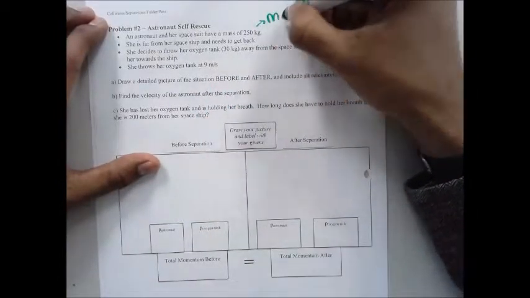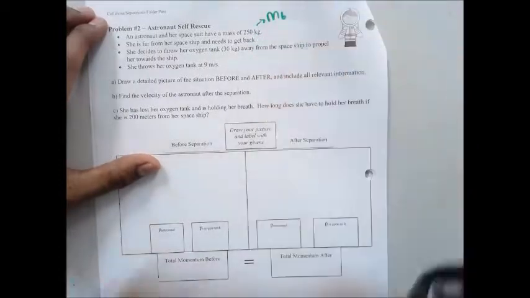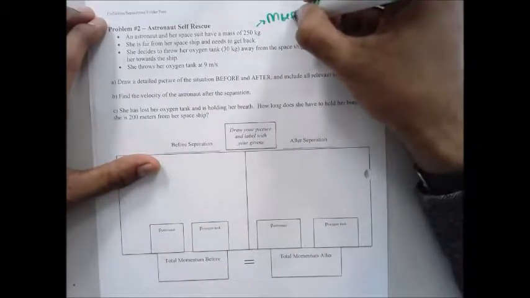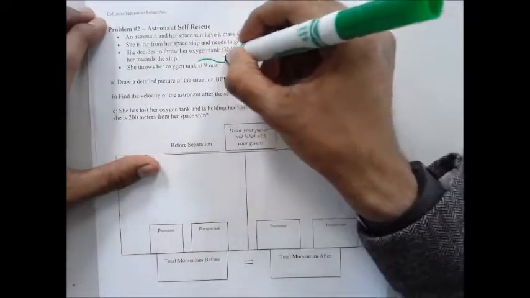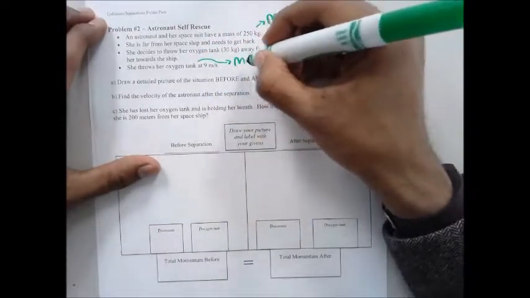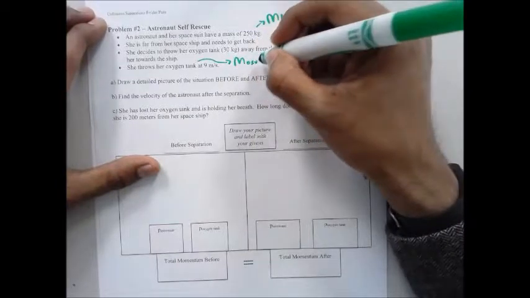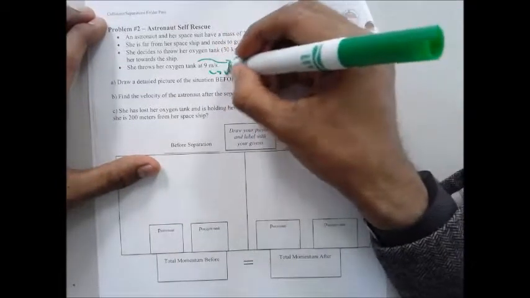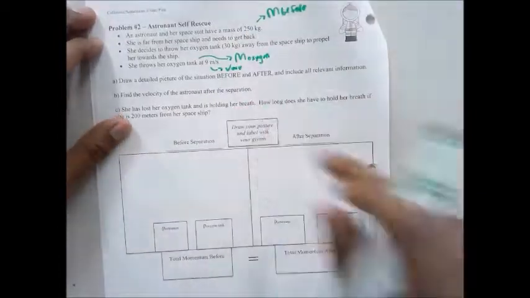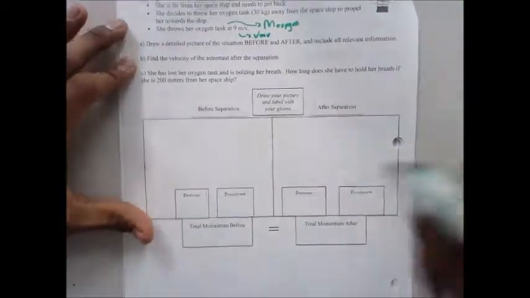So the mass before is going to be 250 kilograms before the separation. And then after the separation, we know that the oxygen tank is going to be thrown. Mass of the oxygen tank, and it is going to have a velocity of 9 meters per second. So before and after, let's just draw what we think is going to happen.